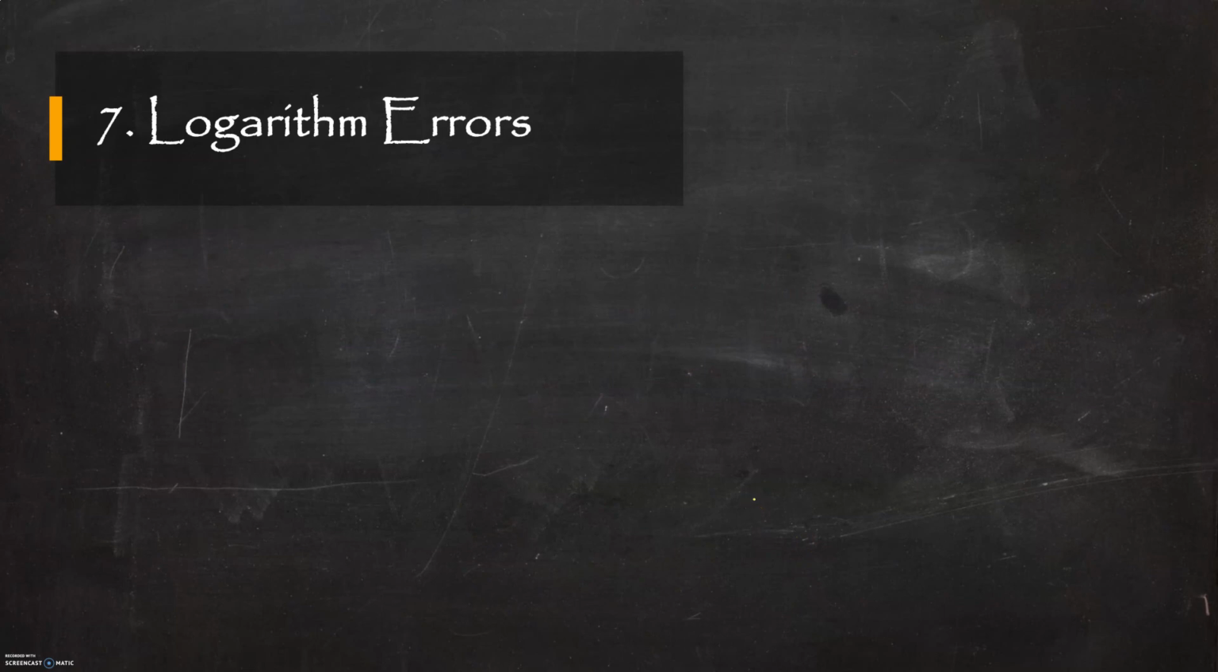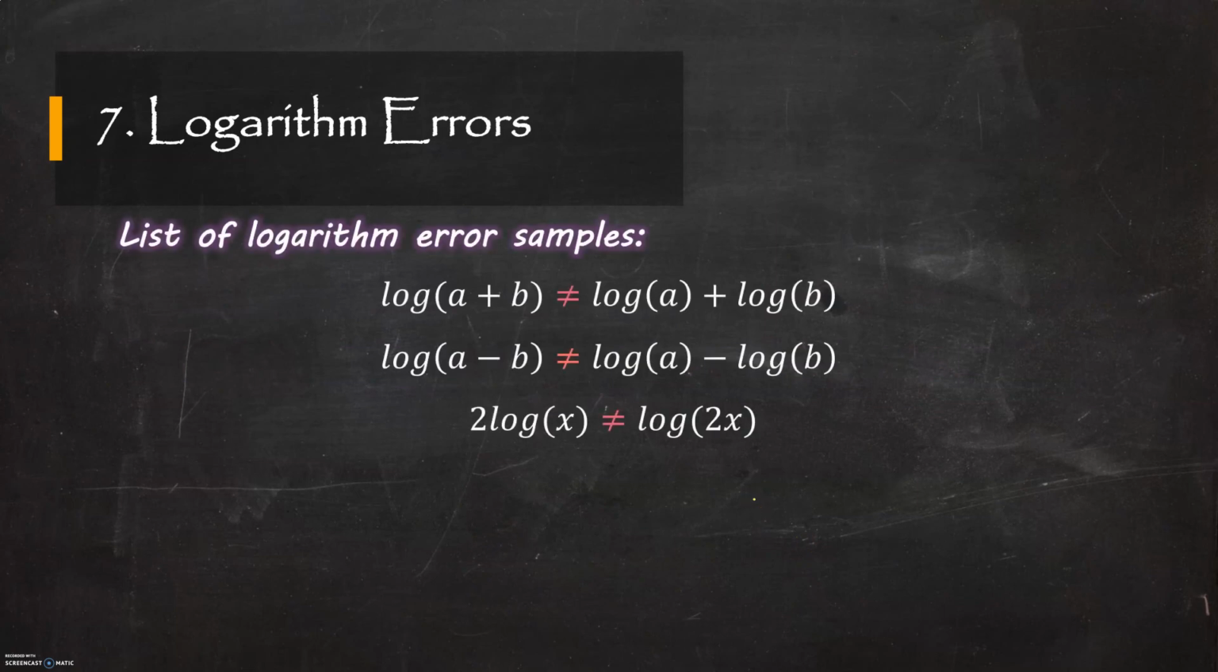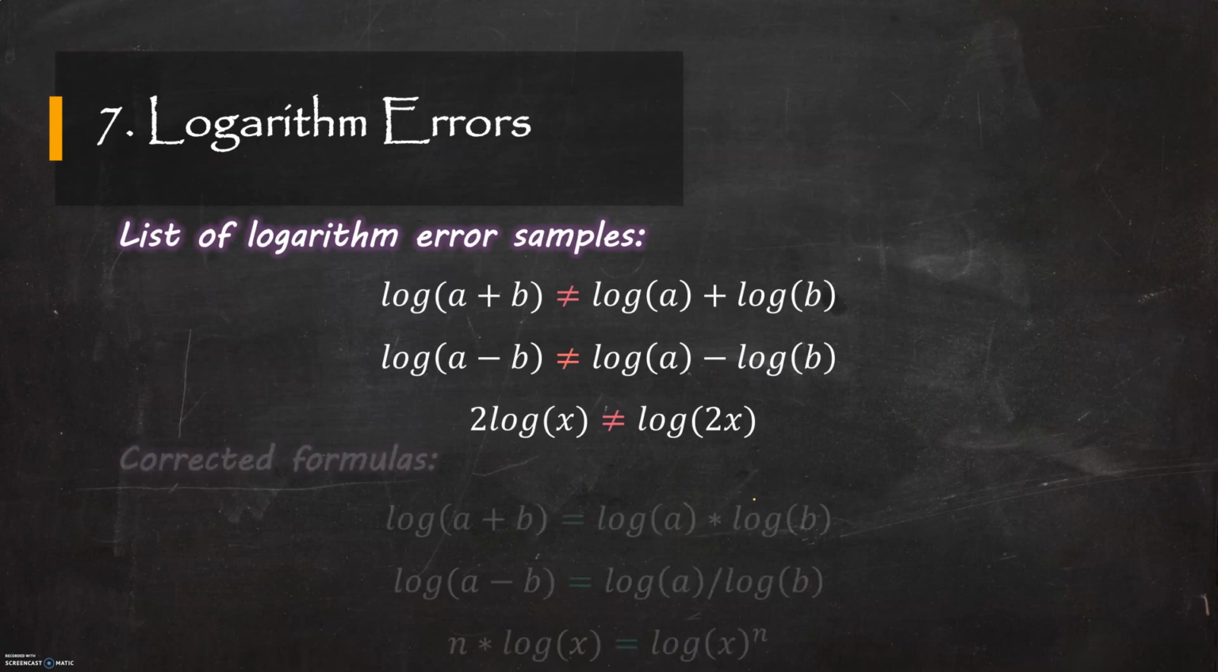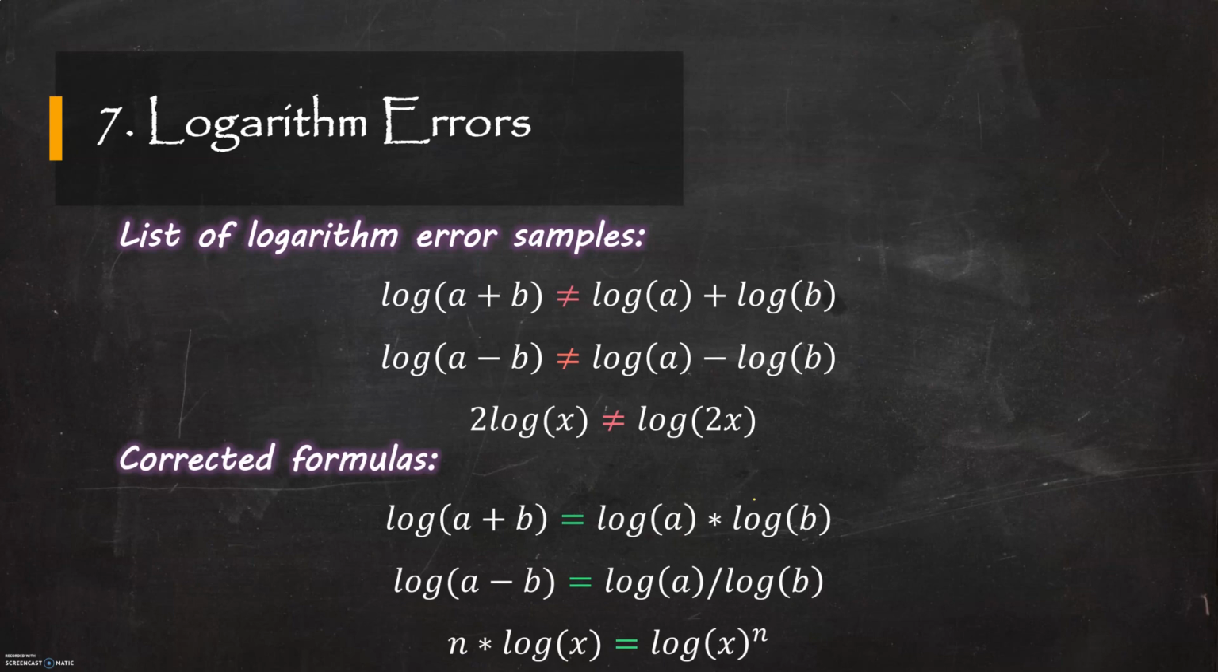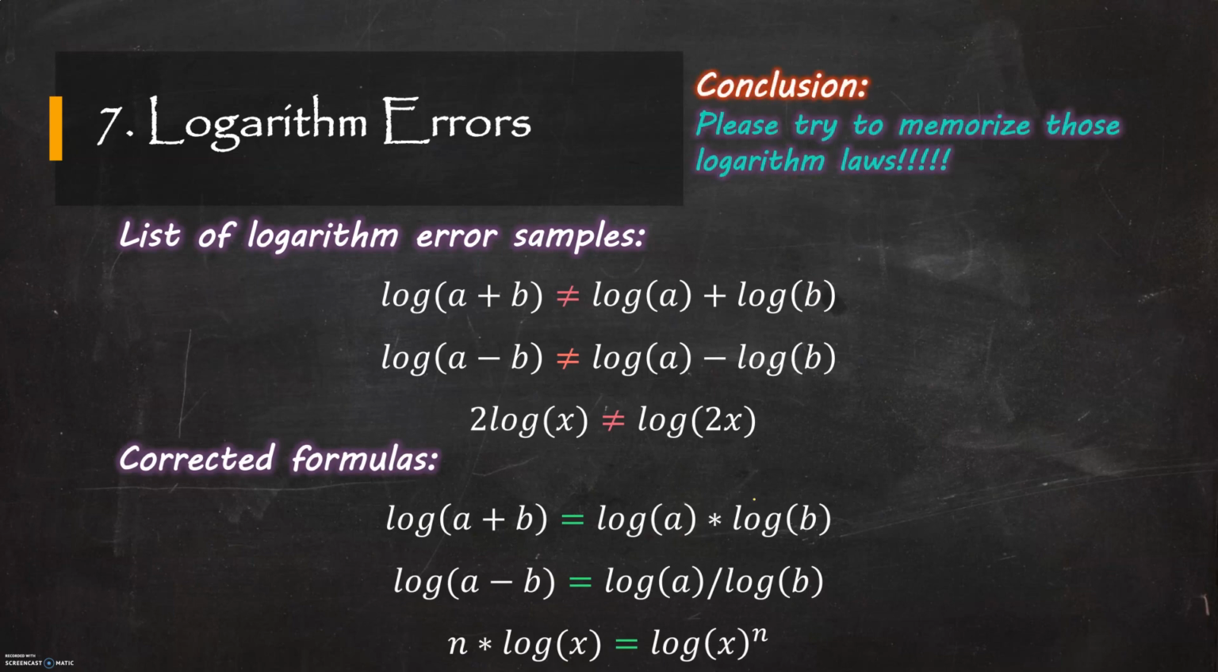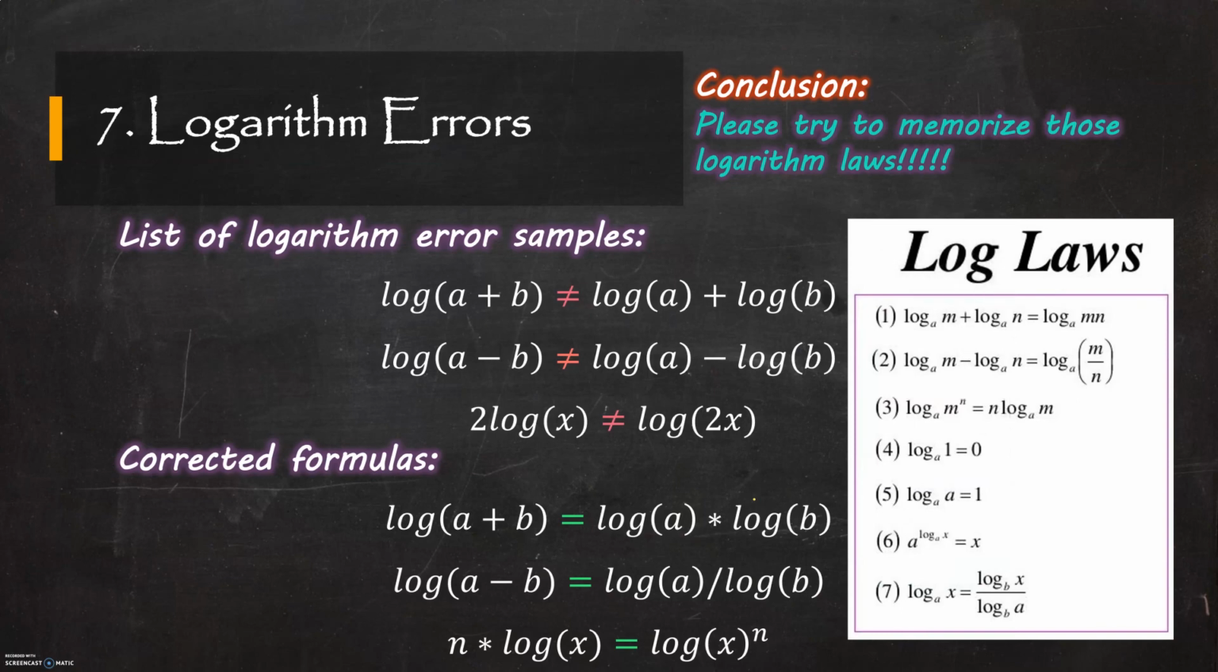Number 7, logarithm errors. So here's a list of logarithm errors, and I have to say that please memorize those log laws, because this is very straightforward as well, and unfortunately most of the time they are not on the cheat sheet. So I do encourage you to memorize them. And we can see here the log of a product is going to be a log plus a log, and if here's a minus, then it's a division.